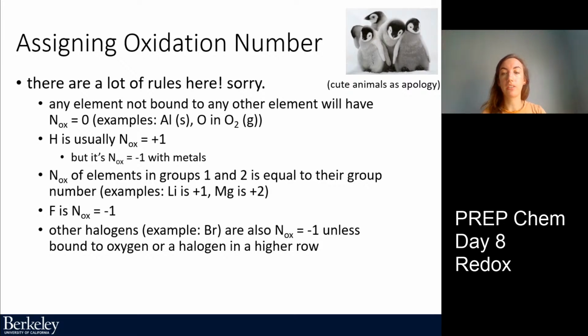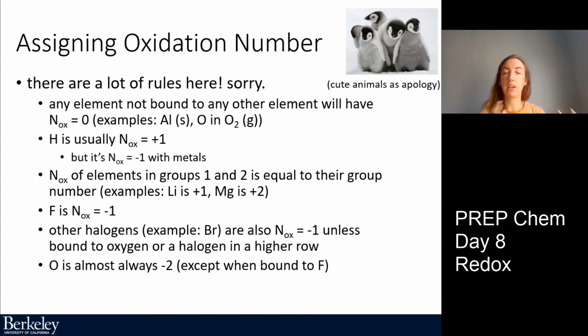Then the other halogens, that's the second to last group on the right, so bromine and others, have an oxidation number of -1 unless they're bonded to oxygen or a halogen that's in a higher row. But for the most part, they're going to be -1. And then oxygen is almost always -2. Again, there's a special case like if fluorine is bound to oxygen, that changes, but that's not going to happen that often. The vast majority of the time, you can just remember that oxygen is -2.